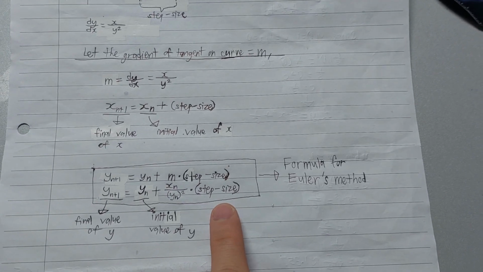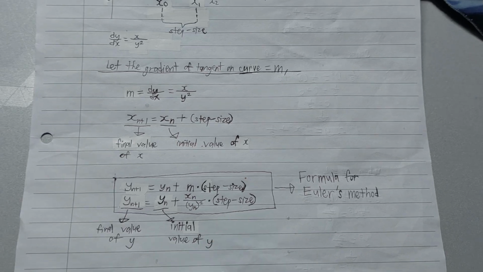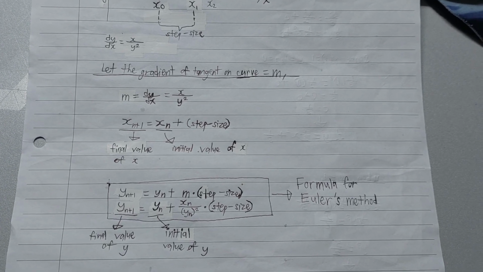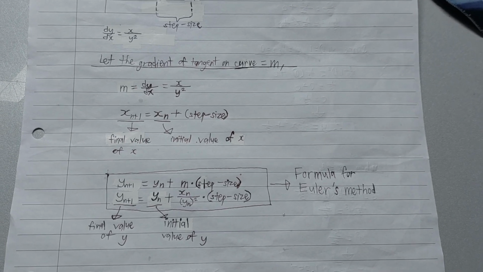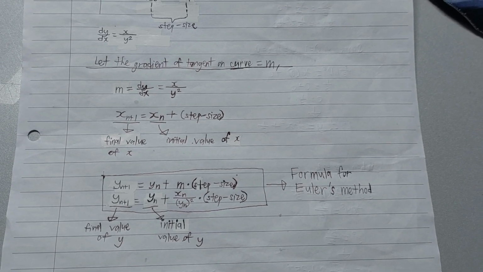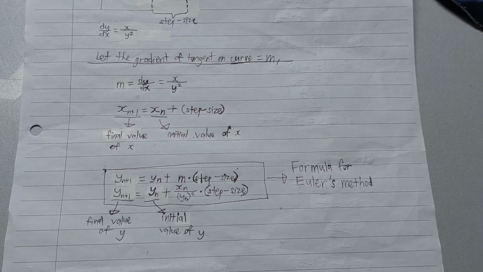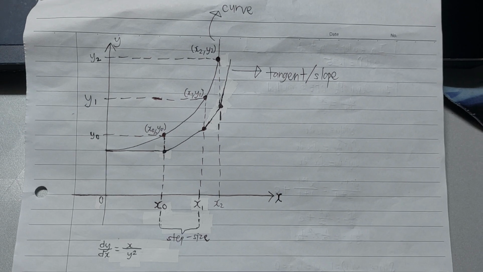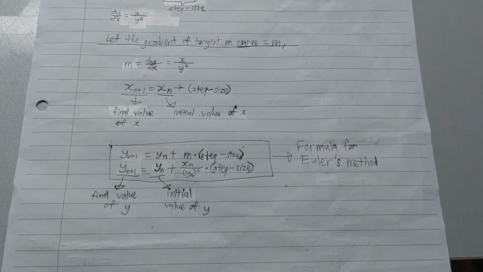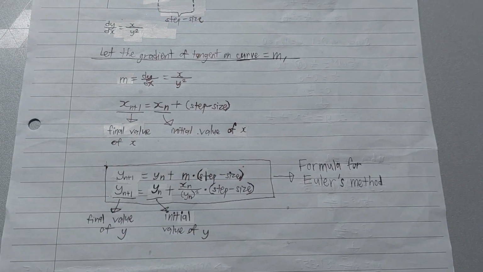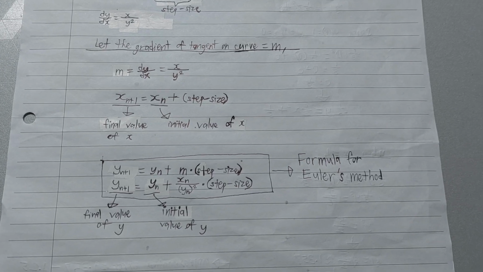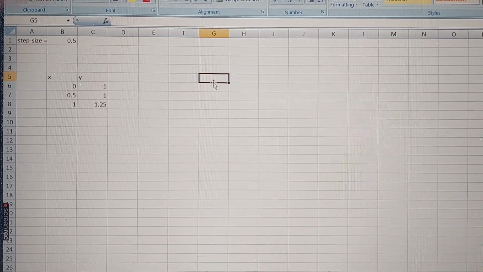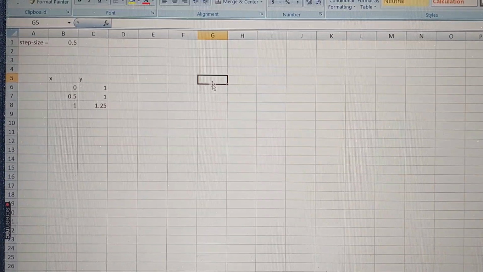So now let's go to the formula for Euler's method. Yn plus 1 is the final value of y, yn is the initial value of y, m is basically the gradient, and the step size is the change in the value of x. So step size is basically the change in the value of x, as you can see on this graph. So if the gradient and step size are multiplied together, I will definitely get the change in the value of y. So now I'm going to show you how I get the value of y(1).